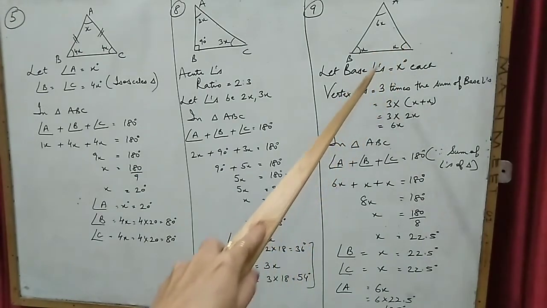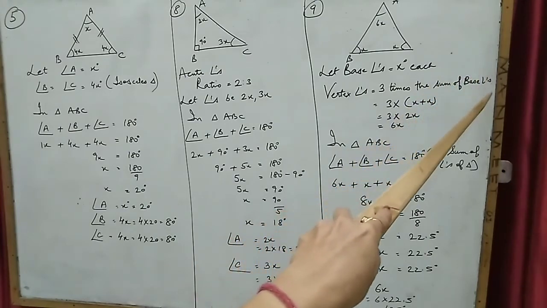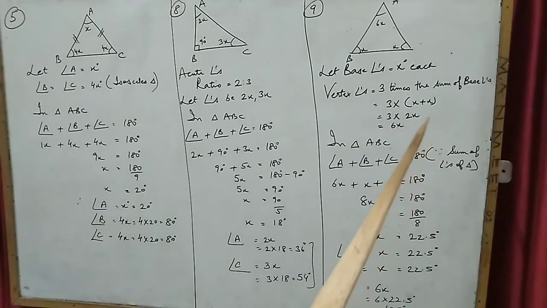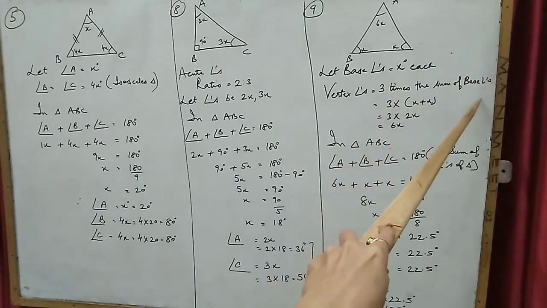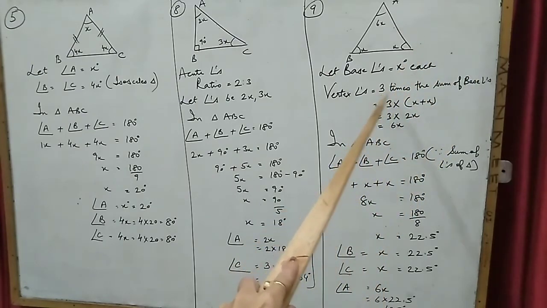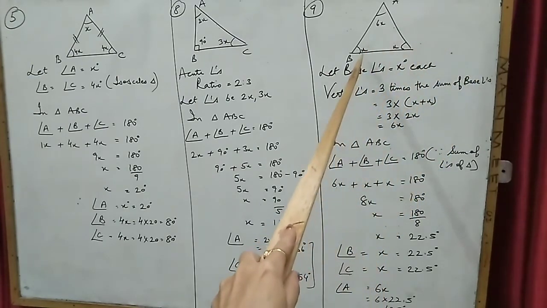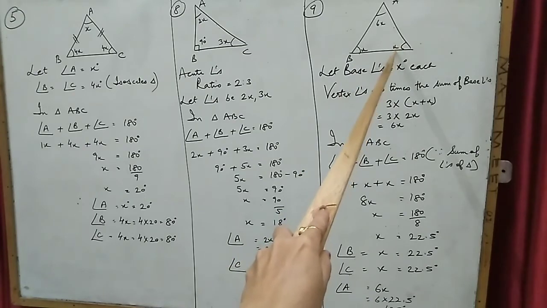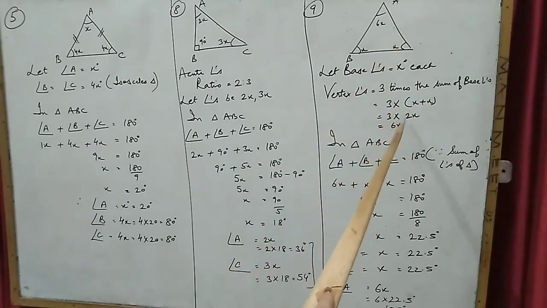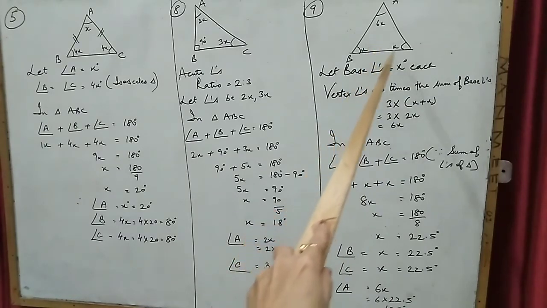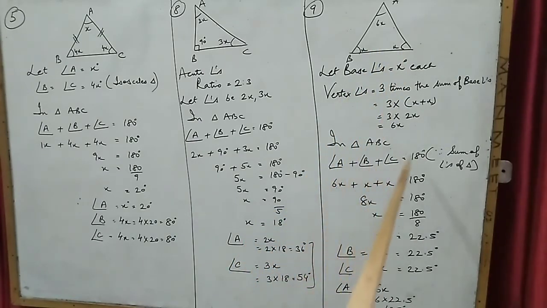They are saying the vertex angle is 3 times the sum of the base angles. It is not 3 times the base angle. It is 3 times the sum of the base angles. Means 3 multiplied by the sum of the base angles, 1x plus 1x, 1 plus 1, 2x. So 3 into 2 is 6x. So I have 6x here, and x and x. So angle A plus B plus C is 180, 6x plus x plus x, 6, 7, 8, 8x.